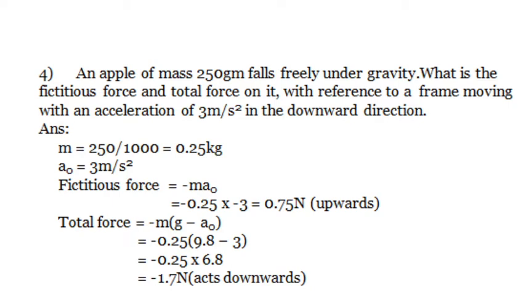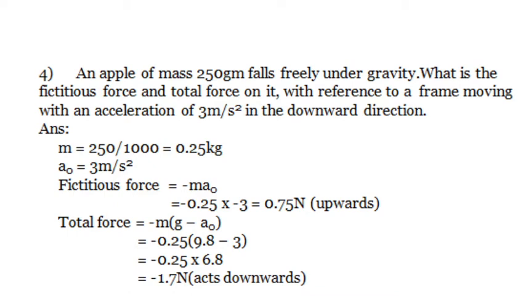If I go through this problem, first I will consider the idea that this is a free fall case. But we have to read the second sentence carefully. What is the fictitious force and the total force on it with reference to a frame moving with an acceleration of 3 meter per second square in the downward direction? That is the main point in this question. Here we have to consider the motion of the particle in the downward direction.